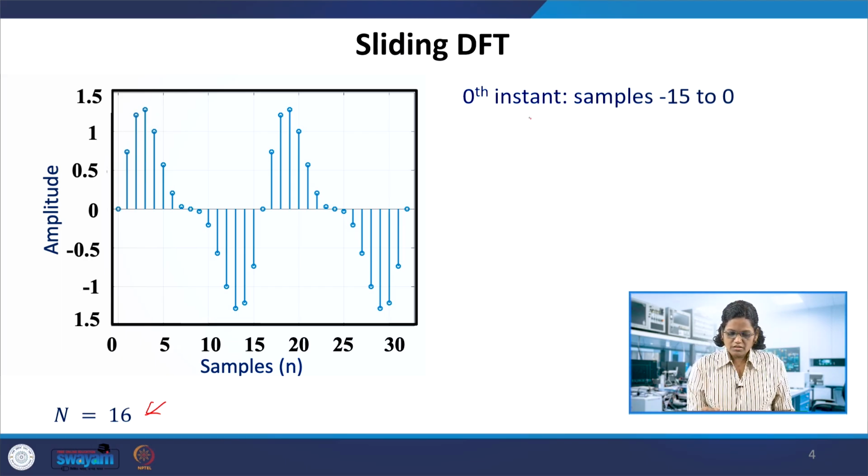Considering this from the first, what SDFT does here, the sliding DFT. First consider the 0th bin, the zeroth bin indicates the DC component, the first bin indicates the fundamental, k equal to 2 is the second harmonic, and so on.